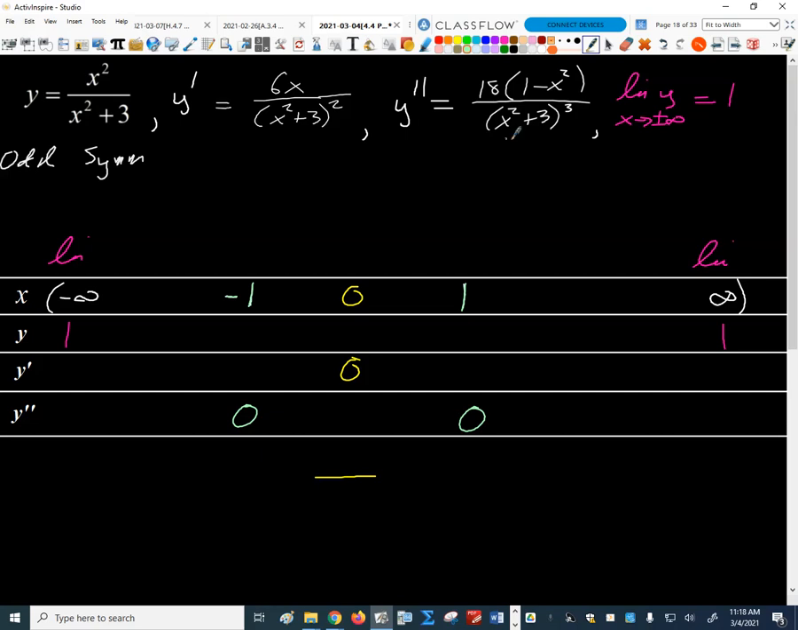If I plug 0 into my second derivative, you guys tell me in chat, please, is y double prime positive or negative? Just type in a plus or a minus.